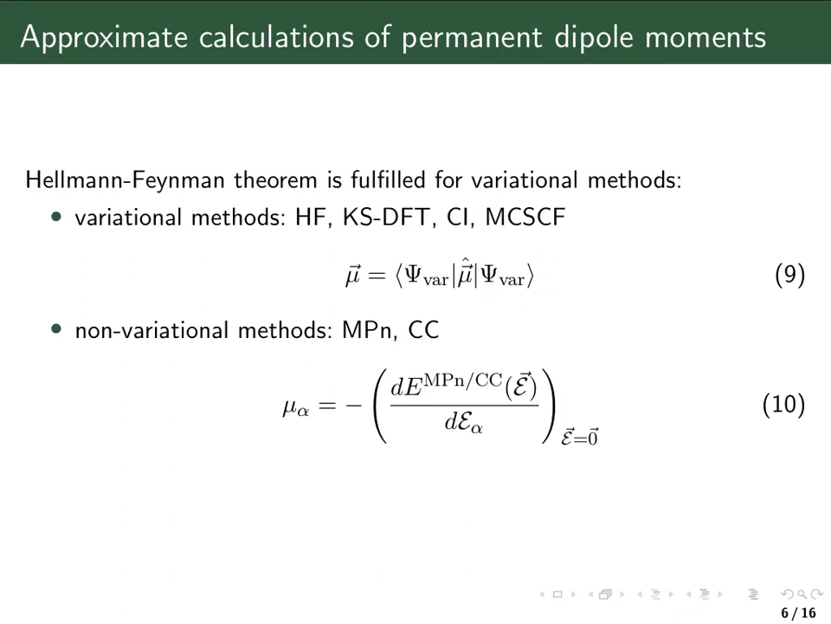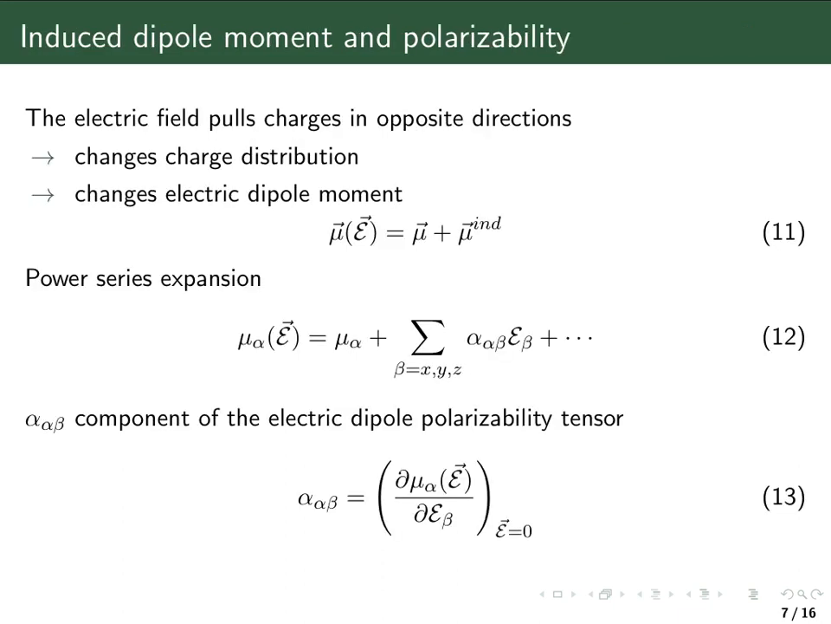Now, what would happen if we actually look at the situation when the field is present? I had that before. Now, when an electric field acts on a molecule, it will pull the positive charges of the nuclei in one direction and the negative charges of the electrons in another direction.